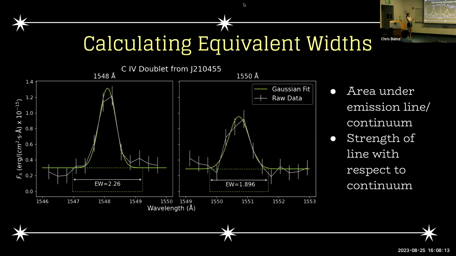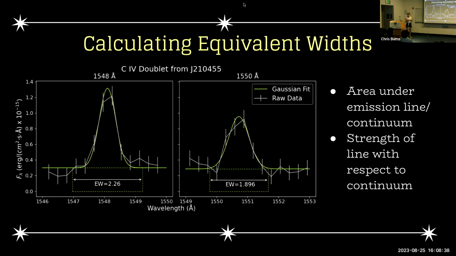All right, so once I had the spectra of both of my galaxies, I wanted to calculate the equivalent widths in all of the emission lines: carbon-4, helium-2, and oxygen-3. So here is an example of the carbon-4 doublet from the first galaxy, J210455. And the way that I calculated their equivalent widths is by integrating the area underneath their emission lines and dividing it by the continuum level.